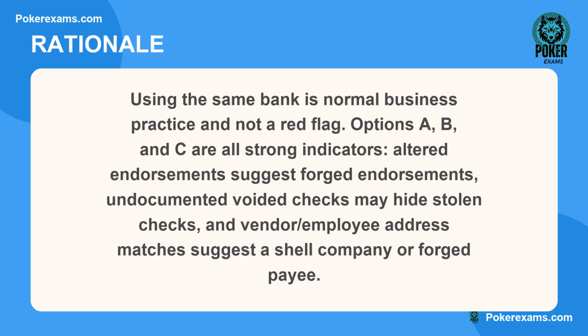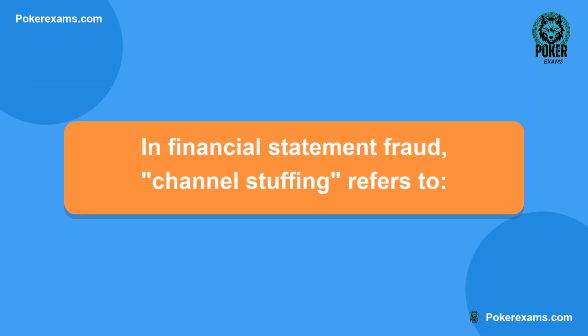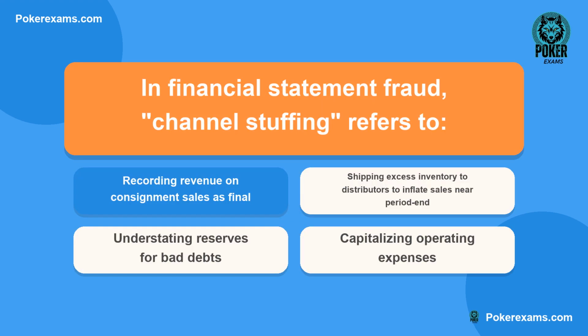Altered endorsements suggest forged endorsements, undocumented voided checks may hide stolen checks, and vendor and employee address matches suggest a shell company or forged pay. Next question. In financial statement fraud, channel stuffing refers to: is it A, recording revenue on consignment sales as final?